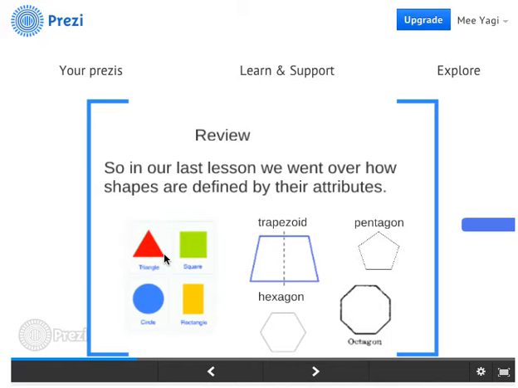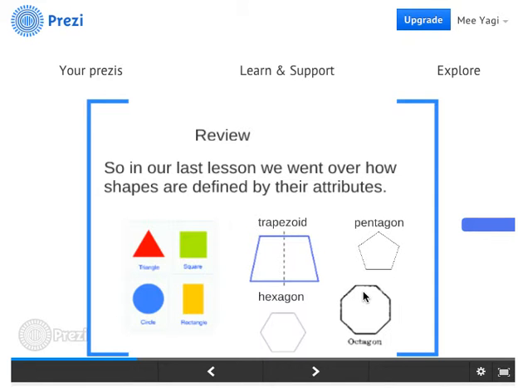We also have a group of shapes called quadrilaterals, right? All shapes that are quadrilaterals have four sides, four corners, and four angles. Squares, rectangles, rhombi, and trapezoids are all different examples of quadrilaterals.